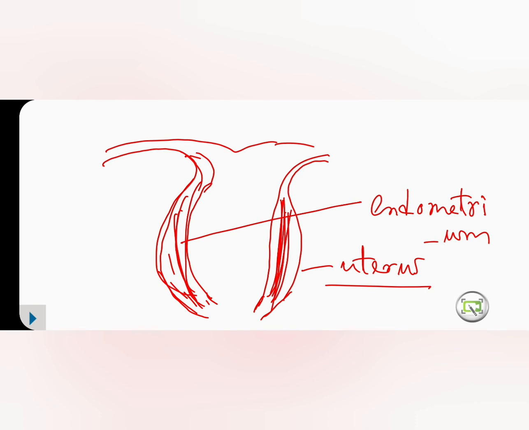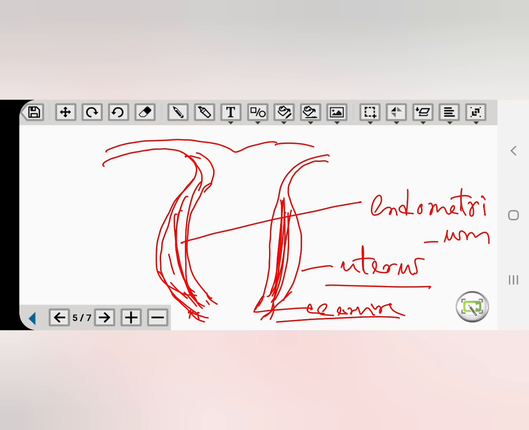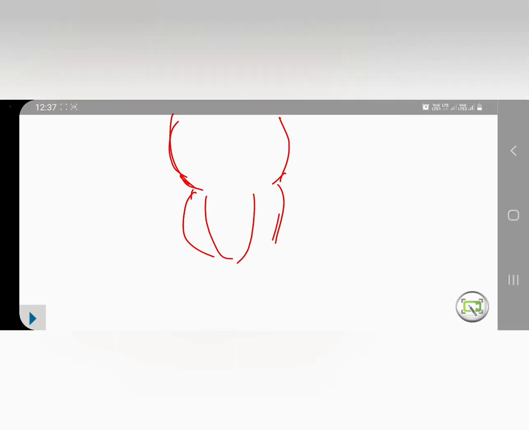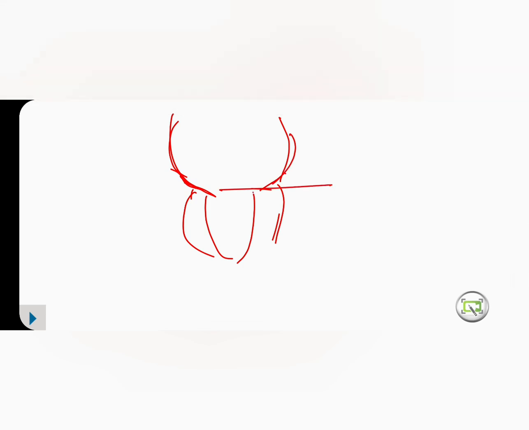This uterus leads into a muscular part which is called cervix. The cervix leads to the next part which is called vagina. So this junction is the cervix and it opens outside through the vagina. So this is the female reproductive system.